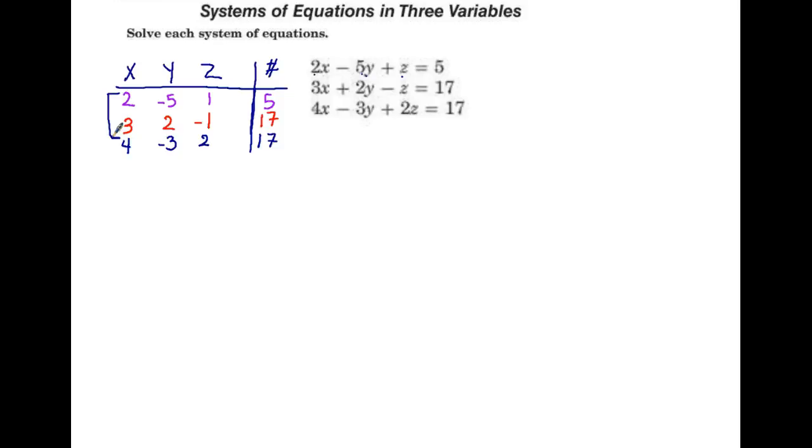Once you add them, 2 plus 3 is 5. Negative 5 plus 2 is negative 3. 1 minus 1 is 0. 5 plus 17 is 22. And that's the new chart.